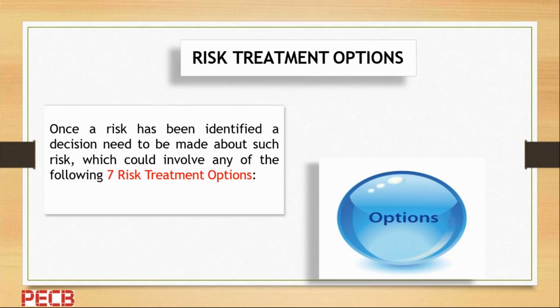Once a risk has been identified, a decision needs to be made about such risk, which would involve any of the following seven risk treatment options. We'll pause here and consider it.